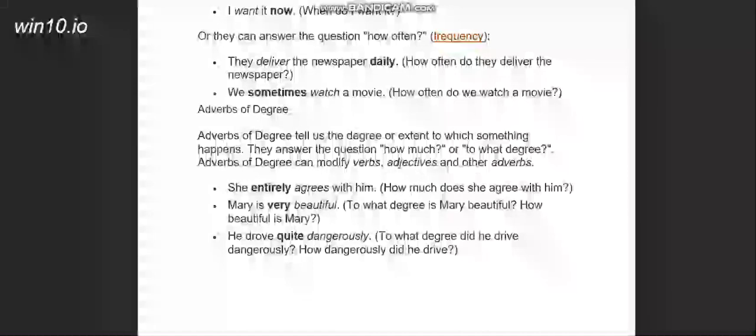Mary is very beautiful. So to what degree is Mary beautiful? It is answered by the word very. He drove quite dangerously. So how dangerously did he drive? He drove quite dangerously. So that is our adverb of degree. I hope you have understood it entirely.